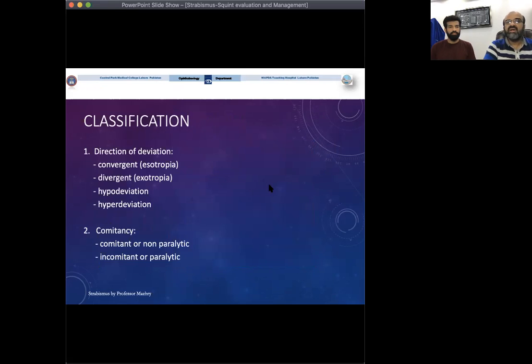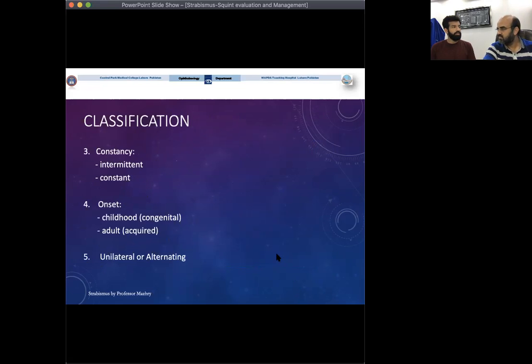As we already mentioned, internal deviation is convergent squint, external deviation is divergent squint, superior deviation is hyperdeviation or hypertropia, inferior deviation is hypodeviation or hypotropia. Concomitant squint is when the measurement of the squint remains the same in all the cardinal axes of gaze. And if it differs in different positions of gaze, then it is incomitant, paralytic, or non-concomitant squint.